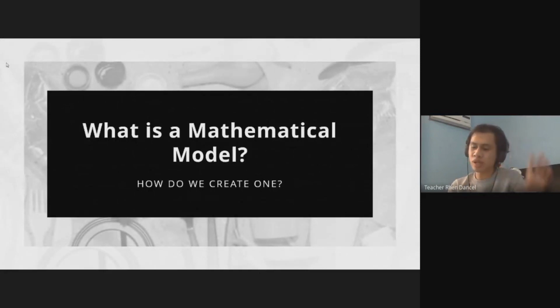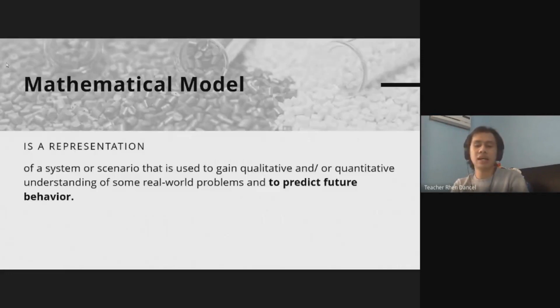Now, since we are talking about the product, which is the mathematical model, the big question that we have right now is, what is a mathematical model? How do we create one? So if you're not familiar with a mathematical model, let me present it to you. A mathematical model is a representation. It represents a system or a scenario to gain information, which can either be qualitative or quantitative, about real world issues. Using this model, we can predict future behavior.